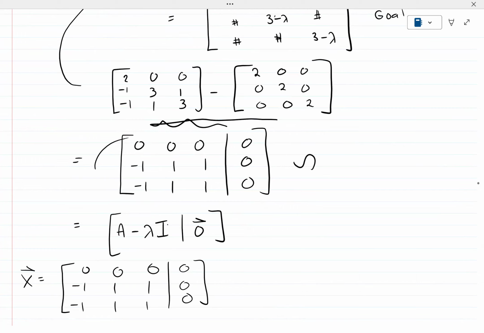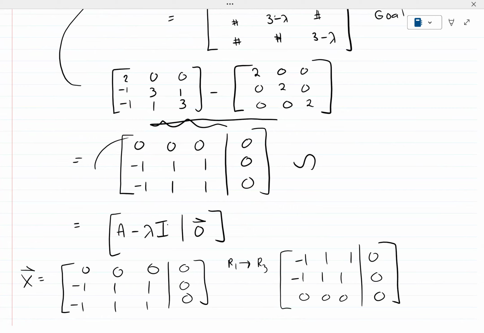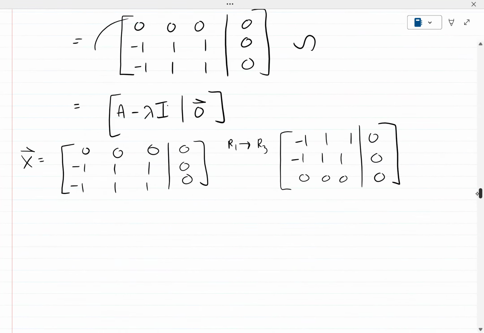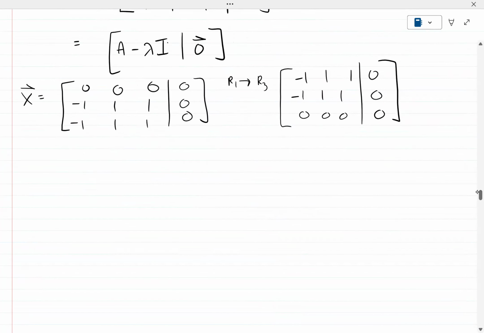I'm going to switch row 1 with row 3. Here's row 3, here's row 1, switch it. So I'm going to switch row 1 with row 3, and that gives me this: negative 1, 1, 0, and this is going to be 0, 0, 0, and then this is 0. And then I have to keep on row reducing.